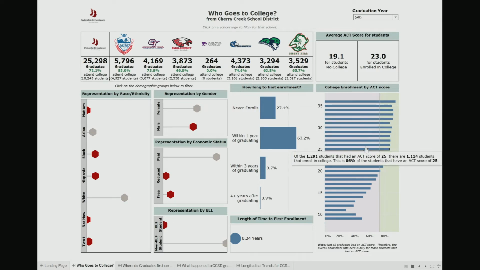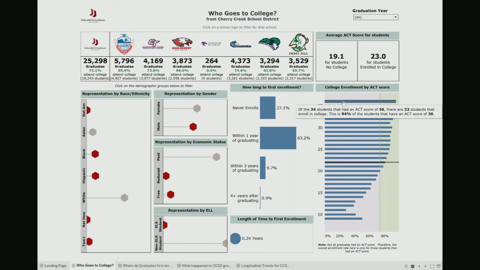Then down below that, you can see college enrollment rates. And this is just enrollment. Do they ever go, right? Just addressing our first question, do they ever go? This is college enrollment here by ACT score. Shockingly, we've had a few kids that have a perfect ACT score, but only 94% of them ever attend college.